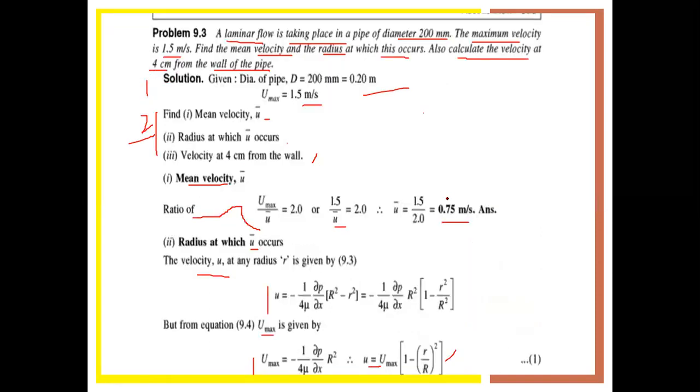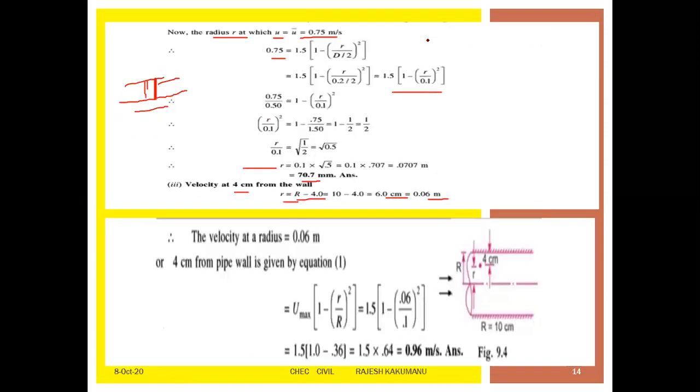The diameter is given as 200 mm. Therefore here 10 minus 4, that is equal to 6, that is equal to 0.06 meters. So that is the radius measured from the center. Therefore the velocity is at the radius 0.06.